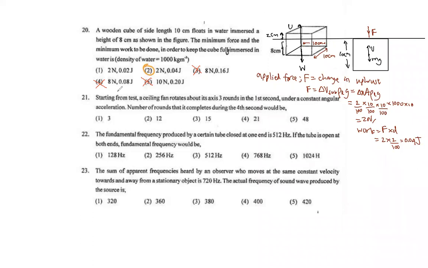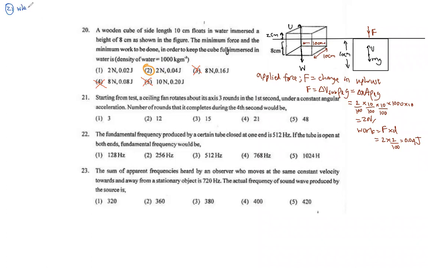Right, second one, 21st question. Starting from rest, a ceiling fan rotates about its axis 3 rounds in the first second under constant angular acceleration. The number of rounds it completes during the 4th second would be? Wow, interesting. Starting from rest. Now this one we discussed based on motion under gravity as well.